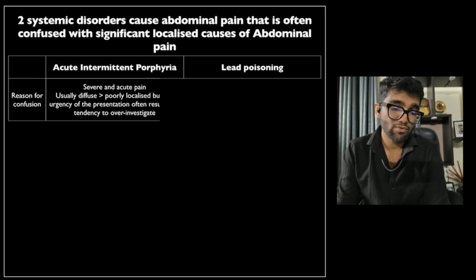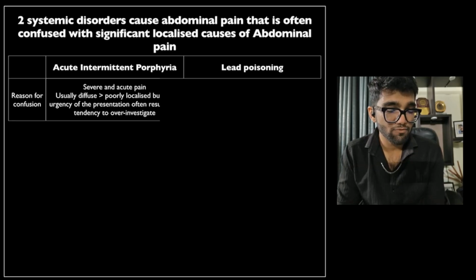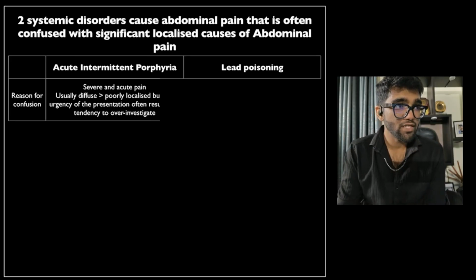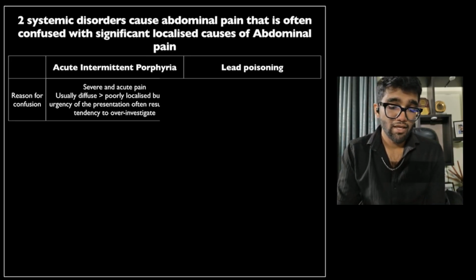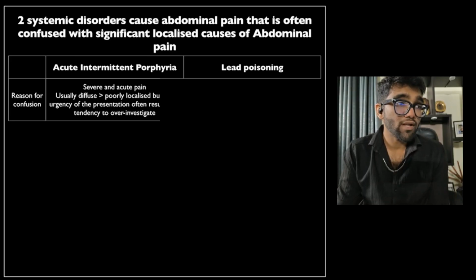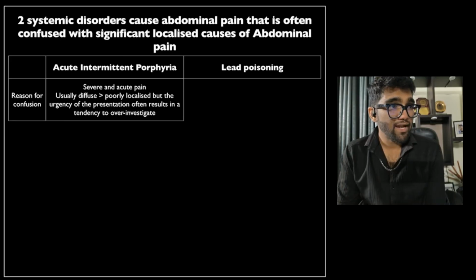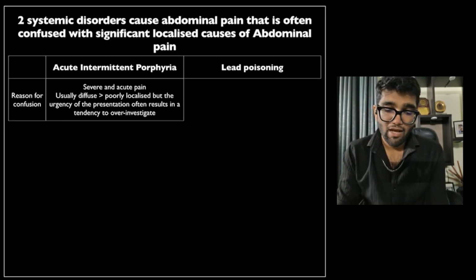And the reason for confusion is, with acute intermittent porphyria, often the pain is very severe and acute, very diffuse or poorly localized, but because of the urgency of presentation, that is, the patient is so affected by the pain, there's a tendency to over investigate in order to not miss out on a surgical cause. And the diagnosis is often made after the fact.